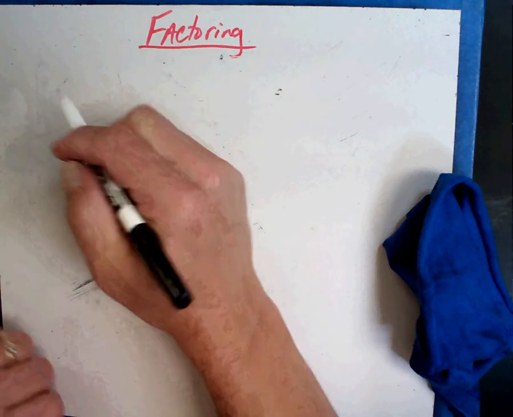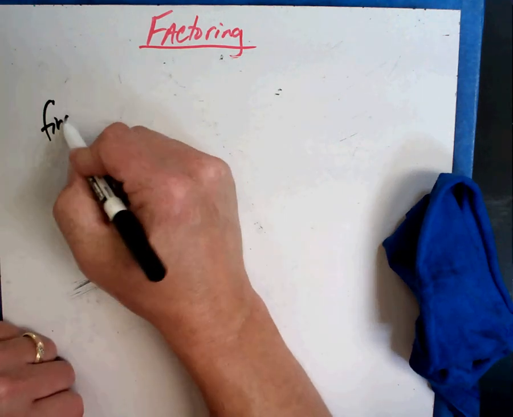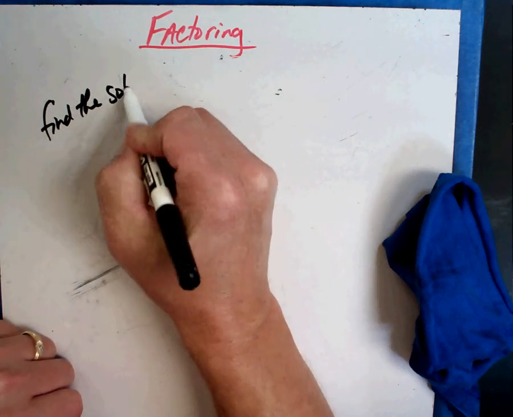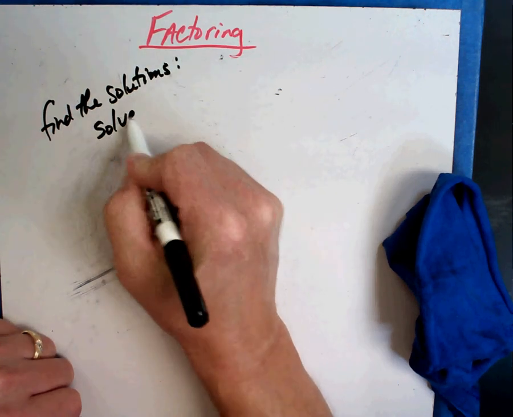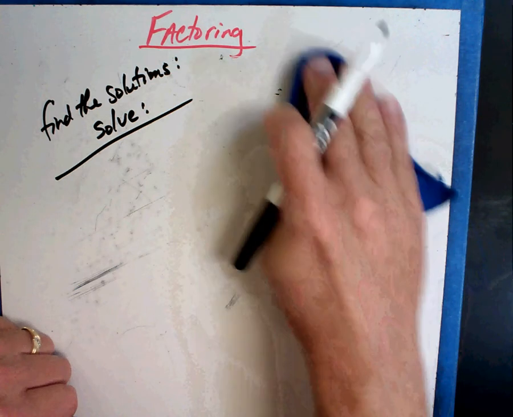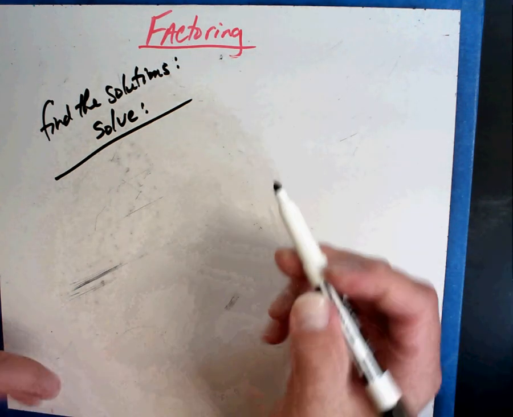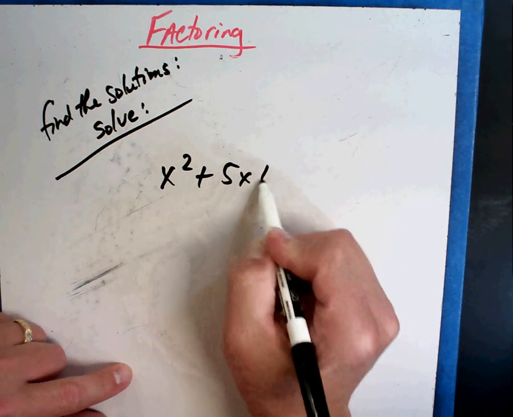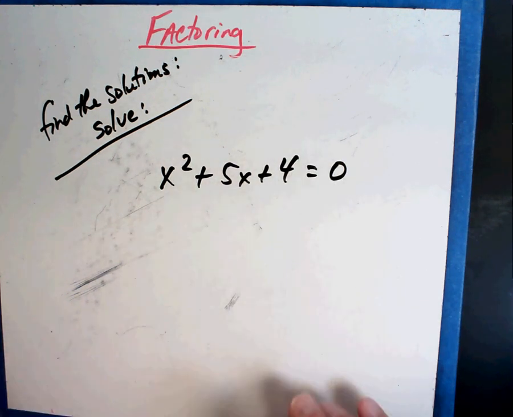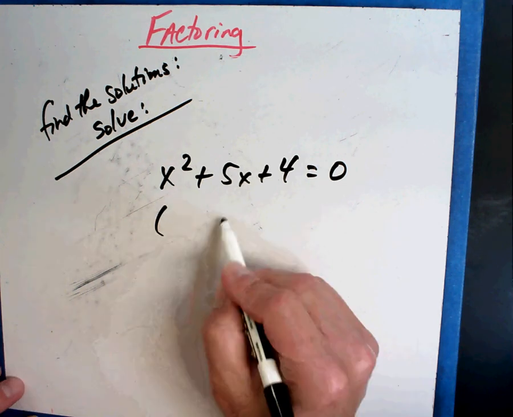than that, where they will say, find the solutions. That might be the instructions for it. Or it just says solve, and they want you to factor and then work from there. So here's what I'm talking about. Let's take that first equation that we had, and they'll have it set to 0. And they want you to solve. To solve it, you have to factor.